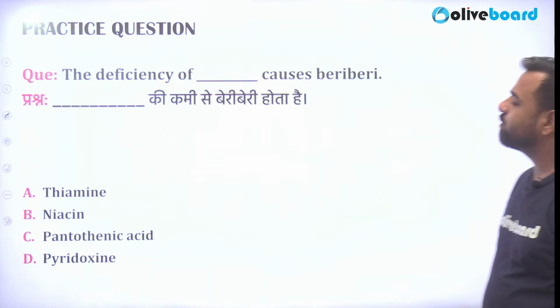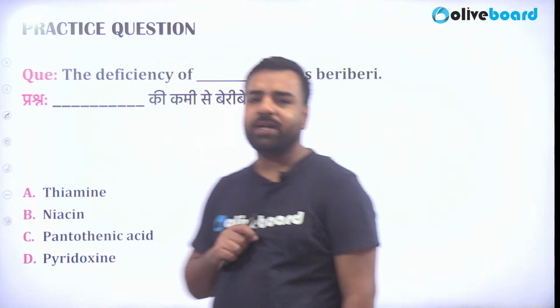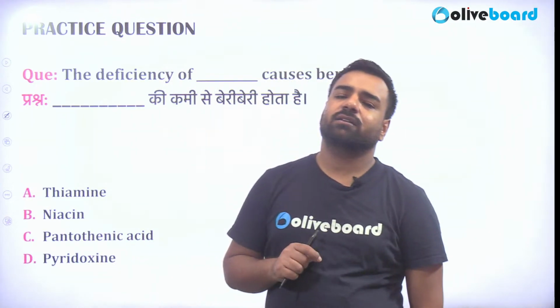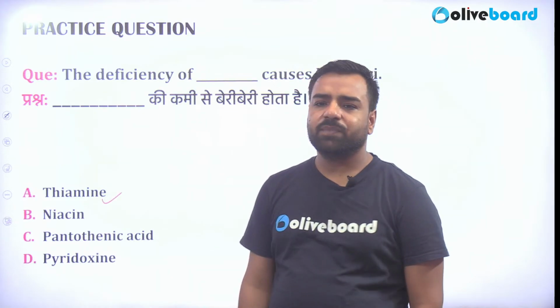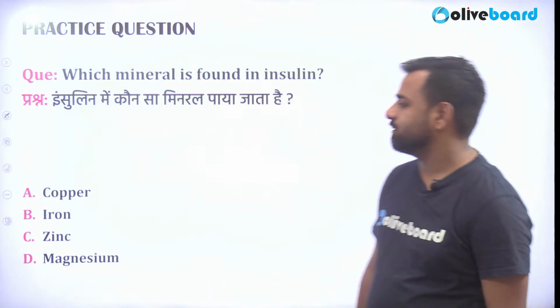Deficiency of dash leads to beriberi. So beriberi may be wet, it may be dry, but that is caused because of deficiency of vitamin B1. And what is the name of B1? Thiamine. So thiamine, that is option number A, is the correct answer.